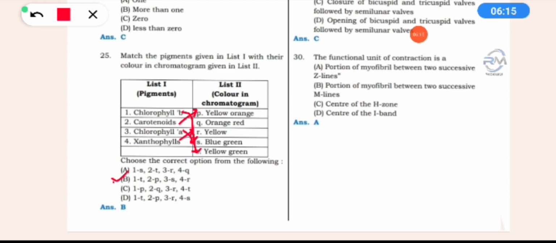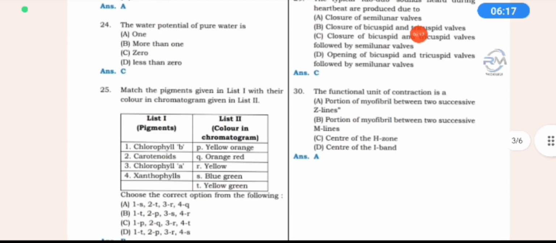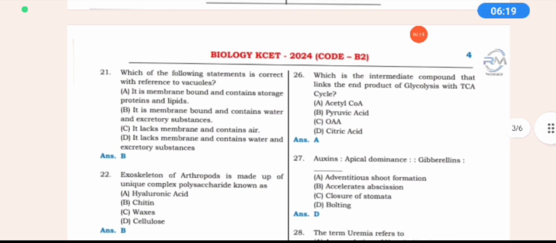Xanthophyll is yellow. Option B is correct option. Next, 26. Which is intermediate compound that links the end product of glycolysis with TCA? Very easy question. TCA cycle. Acetyl CoA is the intermediate compound.